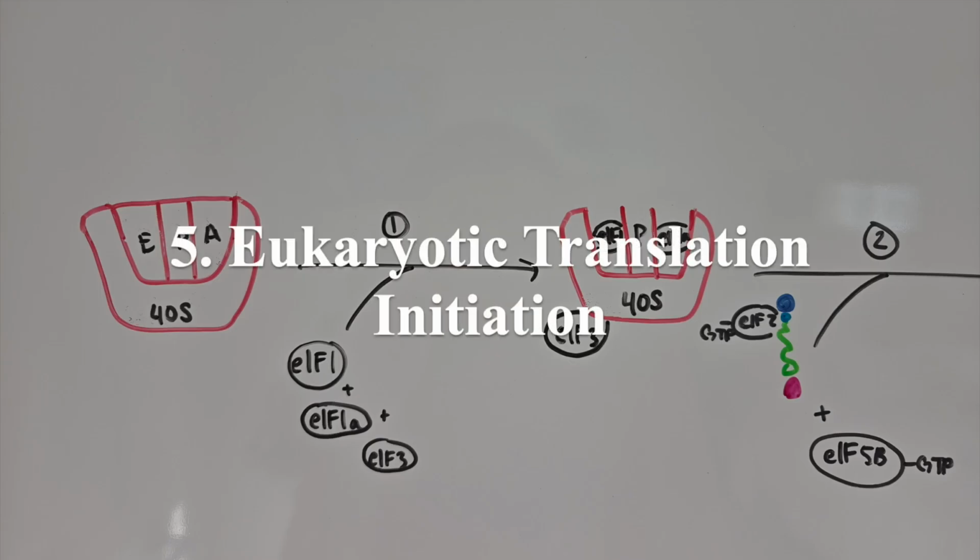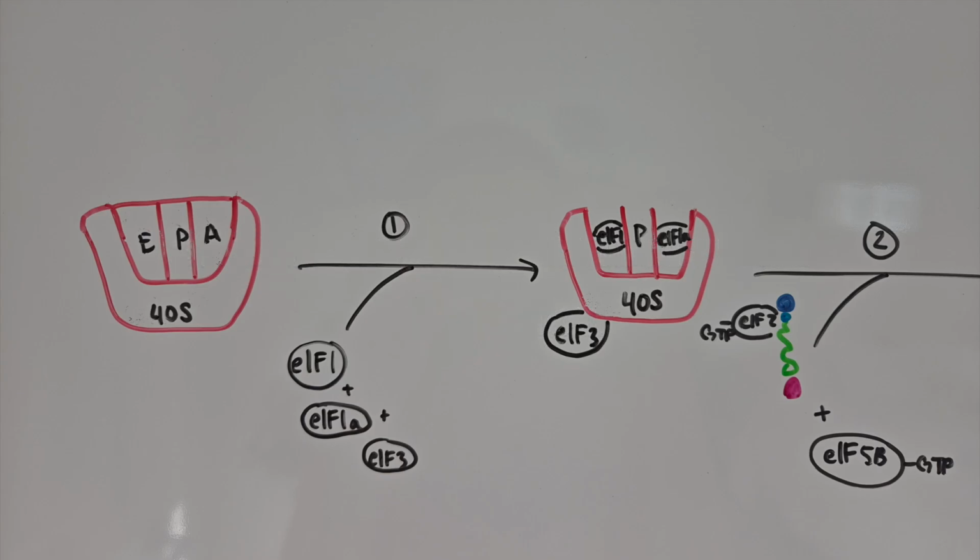Moving on into eukaryotic translation initiation, instead of the ribosome being 30S and 50S, it's going to be 40S and 60S. So the smaller subunit is going to be 40S, and the bigger subunit, or I guess the taller subunit, is going to be 60S.